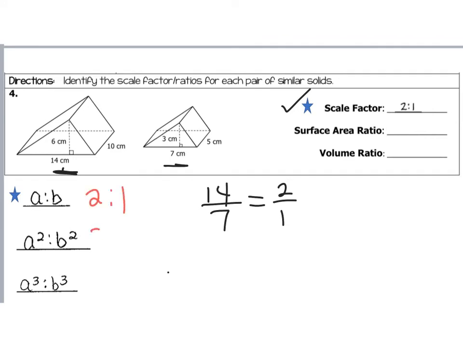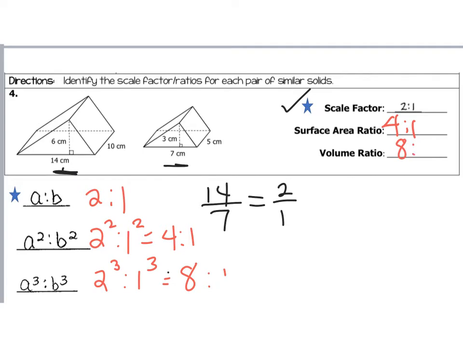So my area is going to be 2 squared to 1 squared. So that's going to be 4 to 1. So I'm going to come over here and write it. My volume is going to be 2 to the third power, 1 to the third power. So that's going to be 2 times 2 is 4, times 2 is 8. So this is going to be 8 to 1. So this is what you do when comparing similar solids.